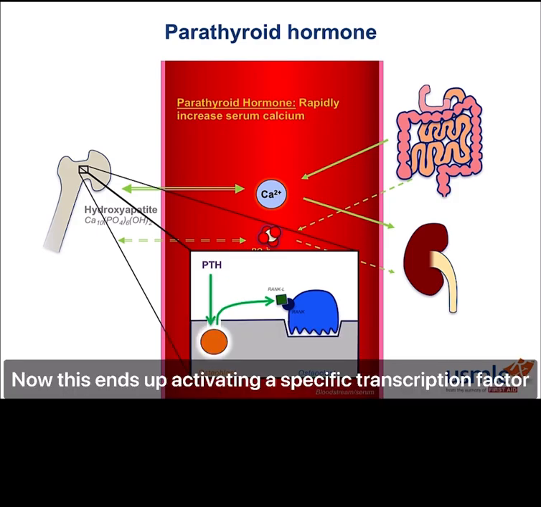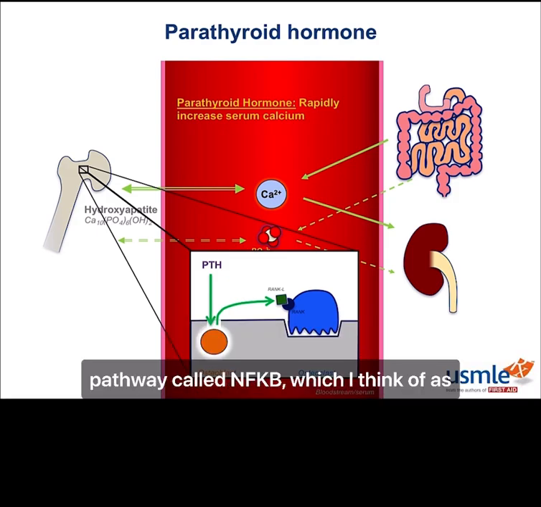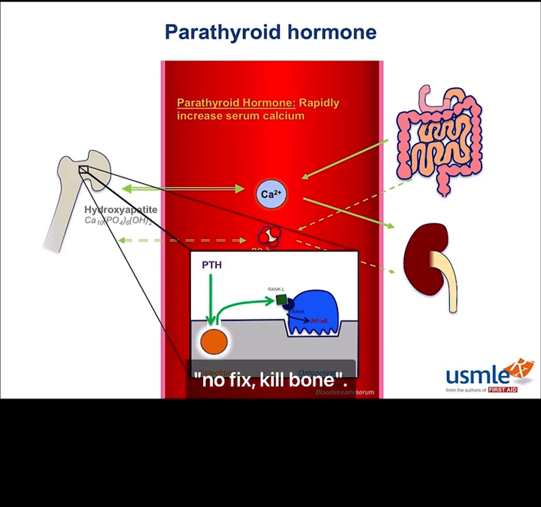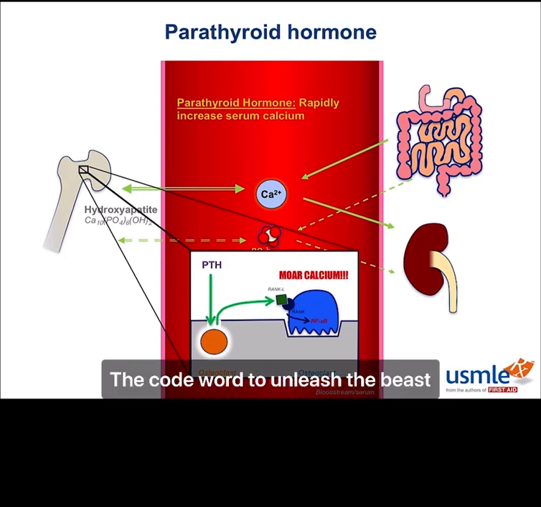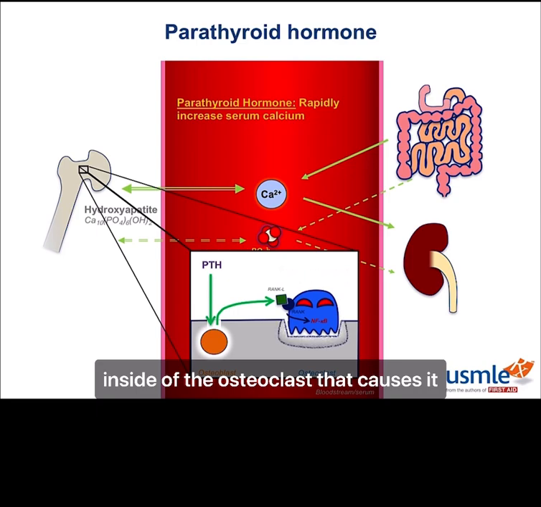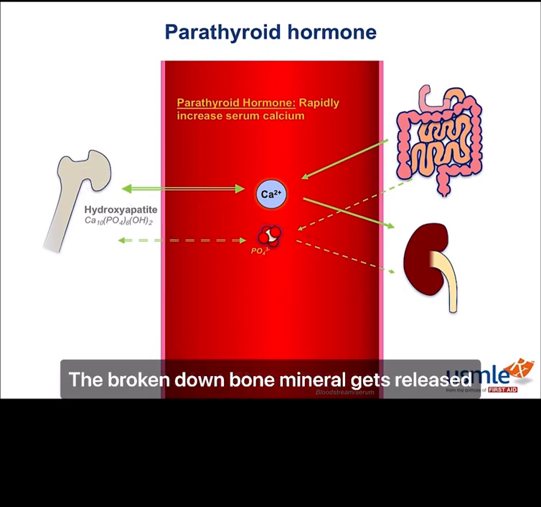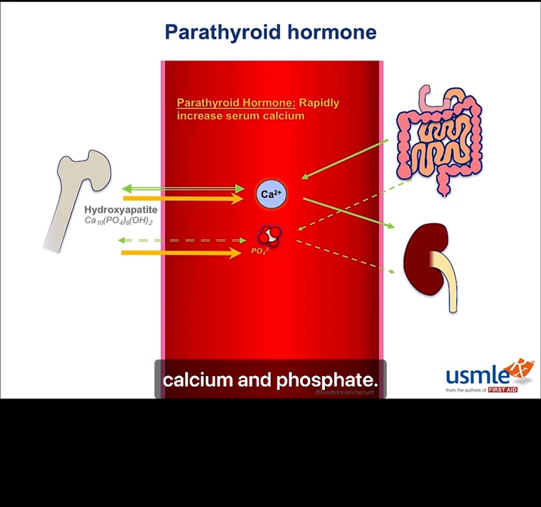Now this ends up activating a specific transcription factor pathway called NFKB, which I think of as no fix, kill bone, the code word to unleash the beast inside of the osteoclast that causes it to go on a destructive rampage and break down the mineral parts of bone. The broken down bone mineral gets released into the bloodstream into its component parts, calcium and phosphate.